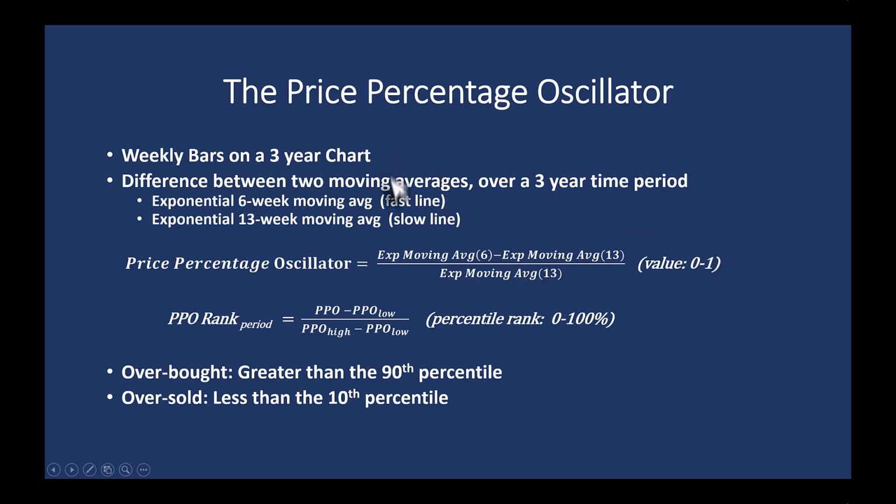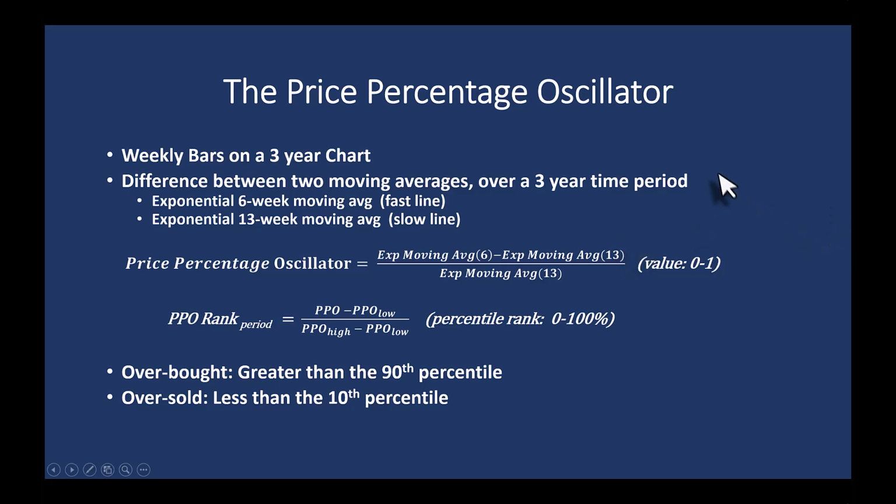The thing that's unique about the price percentage oscillator is that it's universal. You can go to any stock that you want, and it's kind of neutral. It doesn't care about the price because you end up dealing with a percentage.